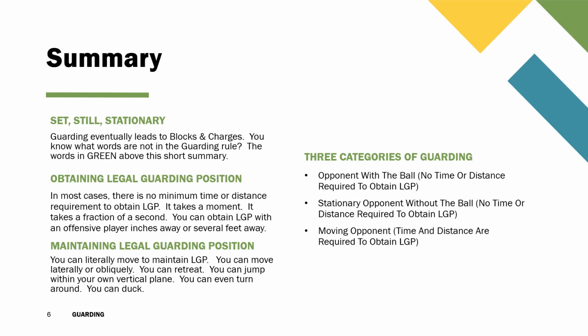Obtaining legal guard position. We've learned there are three types of opponents that you can guard. In most cases, there is no minimum time or distance required to obtain legal guard position. It takes a moment. It takes a fraction of a second. You can obtain it with an offensive player inches away or several feet away. We keep harping that you literally can move to obtain legal guard position. You can go laterally, obliquely, retreat, jump, turn around, duck. And we now know the three categories of guarding: an opponent with the ball, stationary opponent without the ball, and a moving opponent.